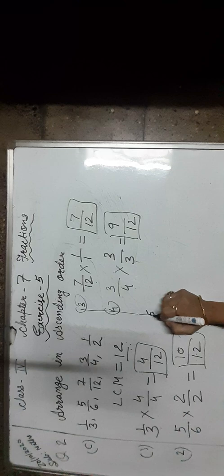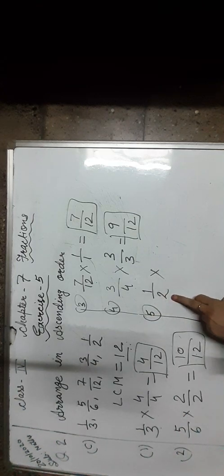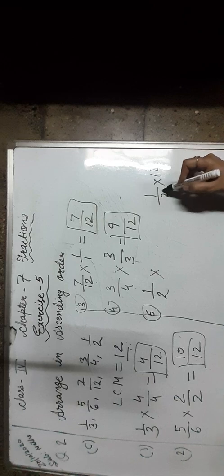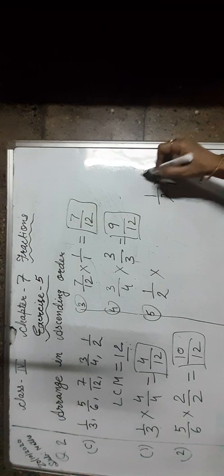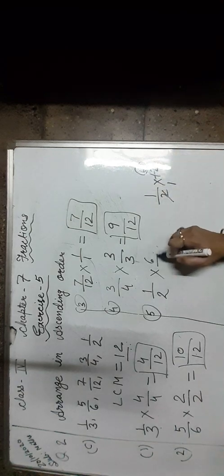Let us take next fraction, that is 1 upon 2. So how much multiply in 2 to get 12? Let us see. 1 upon 2 multiply by 12. 2 ones are 2, 2 sixes are 12. So multiply both numerator and denominator by 6. And we'll get 6 upon 12.